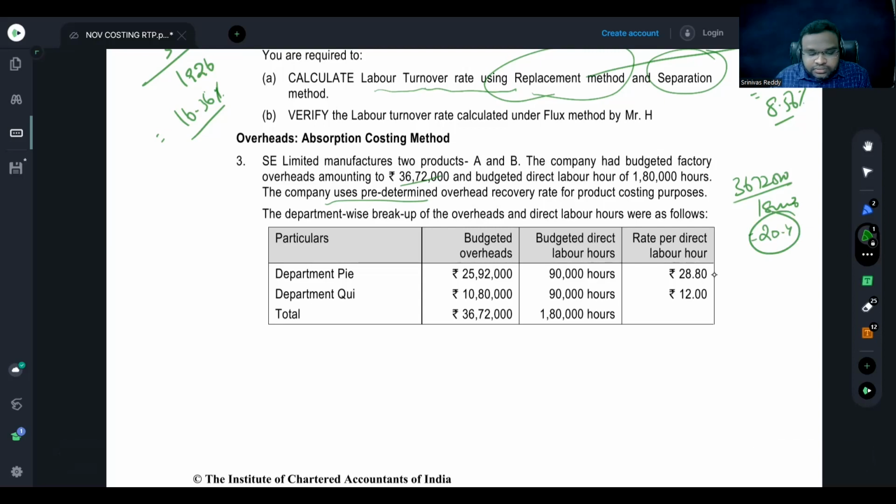The department-wise breakup of the overheads and the direct labor hours were as follows. So if I go with individual departments, for department P my recovery rate is 28.8. Department Q, it is 12 rupees. But when I go with a single overhead recovery rate, how much am I getting? 36 lakhs 72,000 divided by 1,80,000. How much are you getting? 20.4. So that means the individual department recovery rates are 28.8 and 12, whereas if I use only a single overhead recovery rate, it is 20.4.